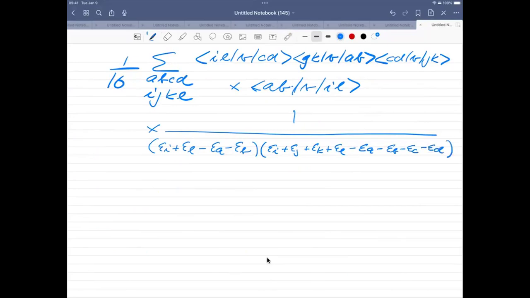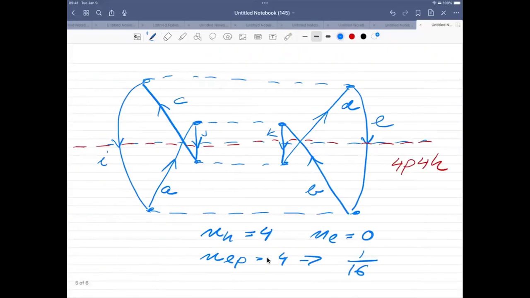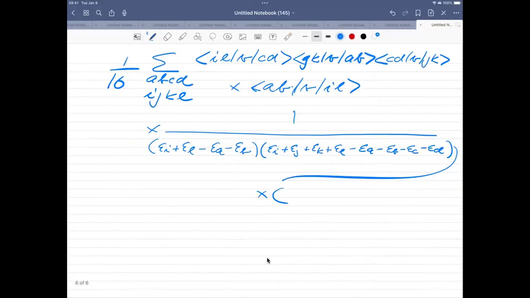And finally, the last one, which is the final gap between the 2 last vertices, which is this one. And here we have the hole states I and L and the particle states C and D. So the final one is just going to give us epsilon I plus epsilon L minus epsilon C minus epsilon D. And that is the final contribution from this specific diagram.